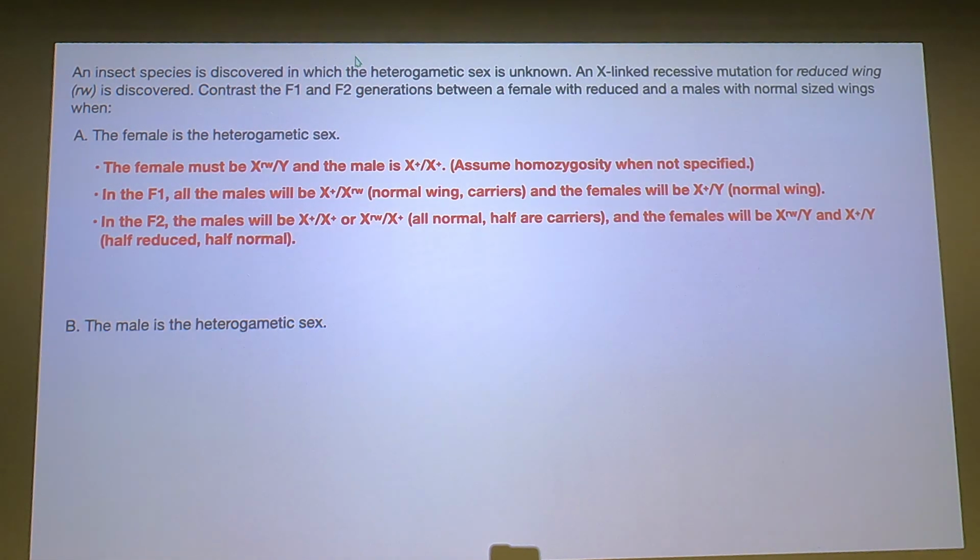Okay, what about the males? Well, I already gave it away. So the males are going to inherit that X+, so they're all going to have normal wings. But half of them will be homozygous for the normal wings, half of them will be carriers for RW.